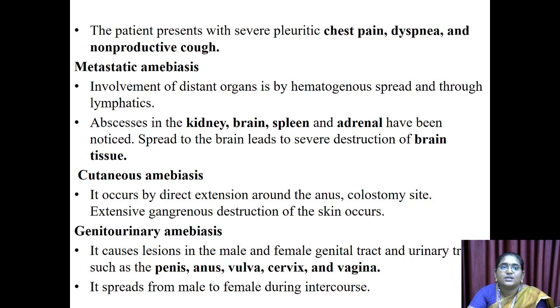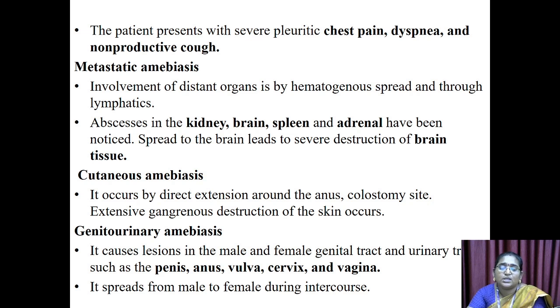Metastatic amoebiasis, involvement of distant organs, is by hematogenous spread and through lymphatics. Abscesses in the kidney, brain, spleen and adrenal have been noticed. Spread to the brain leads to severe destruction of brain tissue. Cutaneous amoebiasis occurs by direct extension around the anus and colostomy site. Extensive gangrenous destruction of the skin occurs.